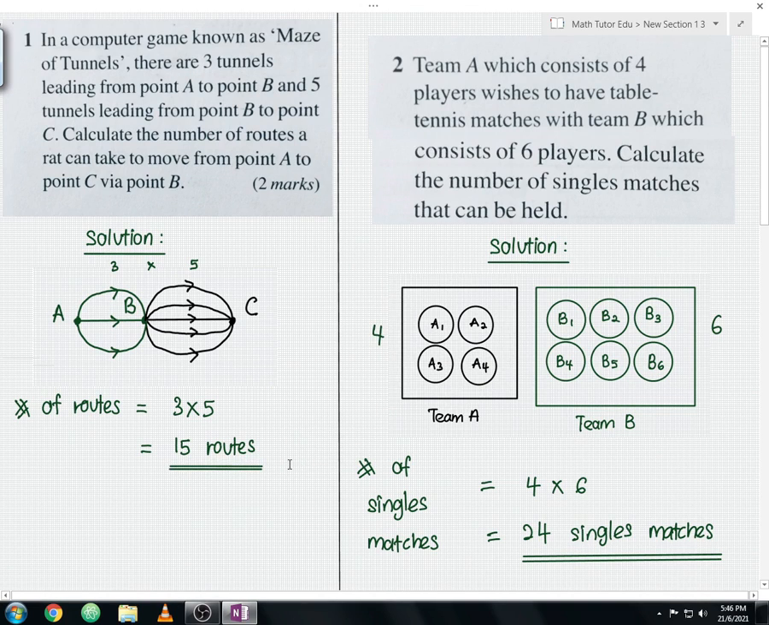For example, within your team A, let me pick player A1. This A1 can play with B1, B2, B3, B4, B5 and B6. And then continue with A2. This player A2 can play with B1, B2, B3, B4, B5, B6. And then continue with A3, B1, B2, B3, B4, B5, B6, and then similarly for A4. So it is actually following this similar pattern. That's why you have the number of singles matches equal to 4 times 6. So that's why you have here 24 singles matches that you can possibly form.